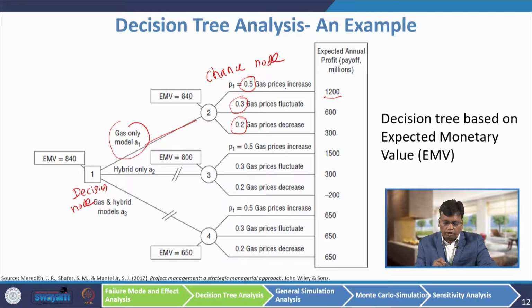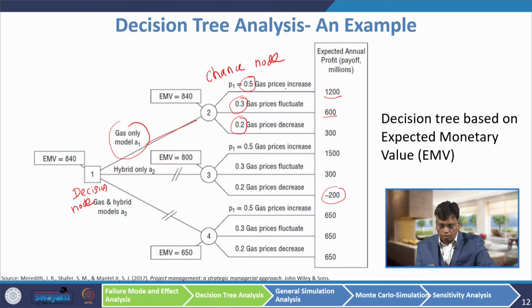What does this 1200 mean? Suppose you go for the gas only model, and in the market the gas price increases, there is a 50% chance. So, if you go for the gas only model and the gas price increases, then the expected annual profit is $1200 million. Like that it is 600. Now if you see, there is a loss here. What is the loss? If you are launching a hybrid only vehicle and the gas price decreases, there is a $200 million loss for you.